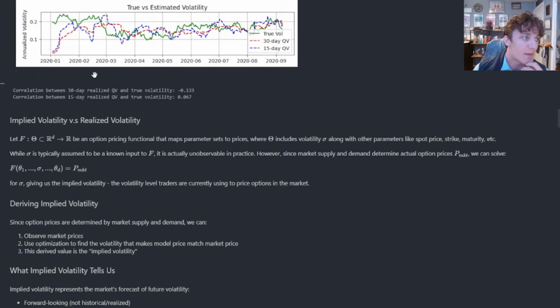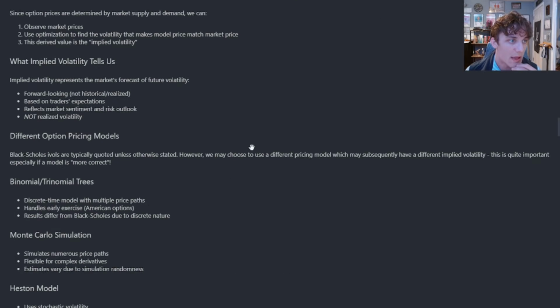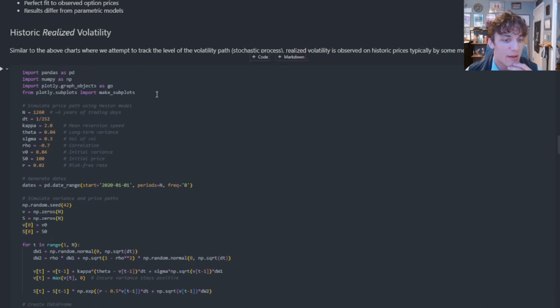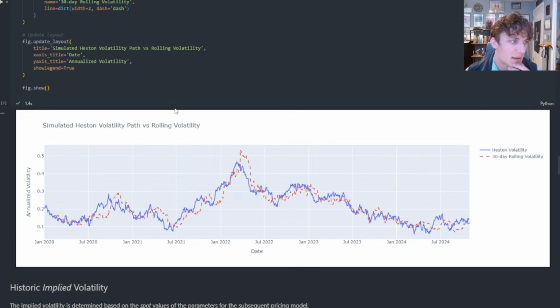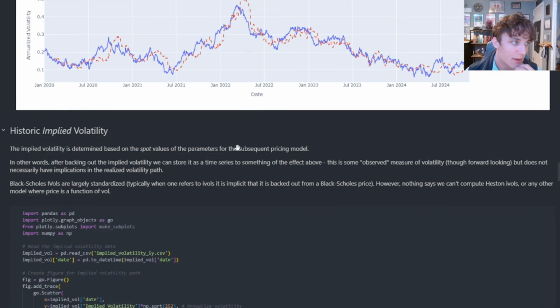Well, in all of these examples above, we've looked at historic realized volatility. We're looking at volatility in a backward setting, historic, and we're looking at the realized volatility. We're looking at quadratic variation of the return series. That's the historic realized volatility. And I've simulated another example of this. This is just the true volatility path relative to the 30-day rolling quadratic variation.